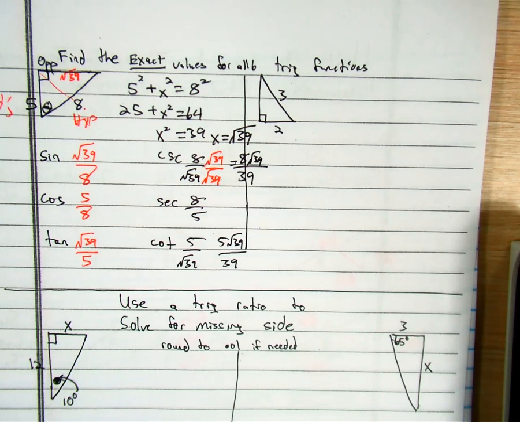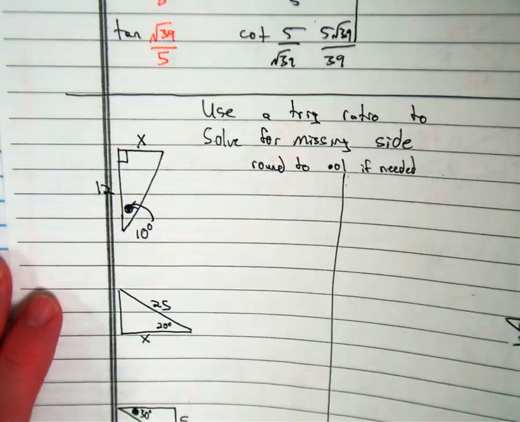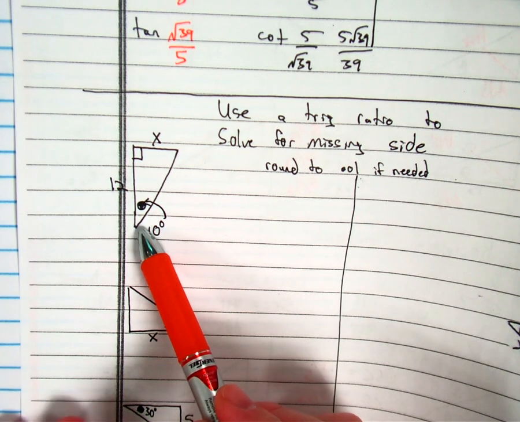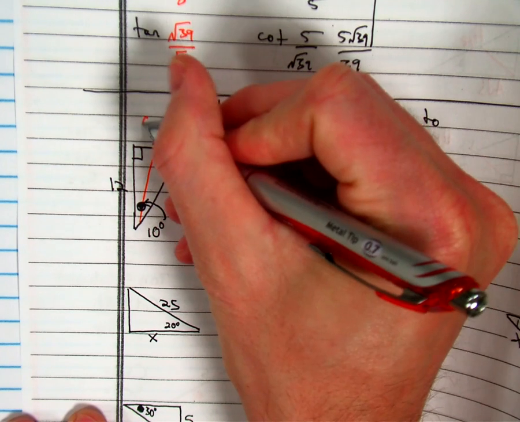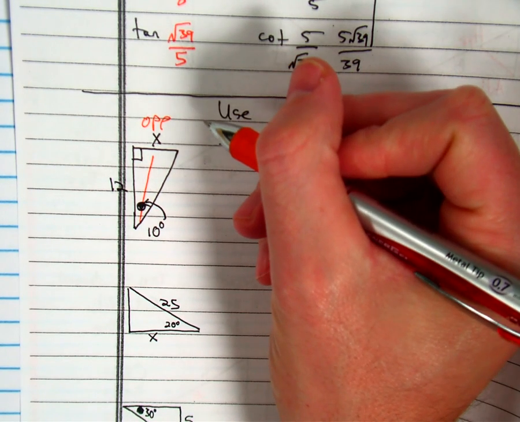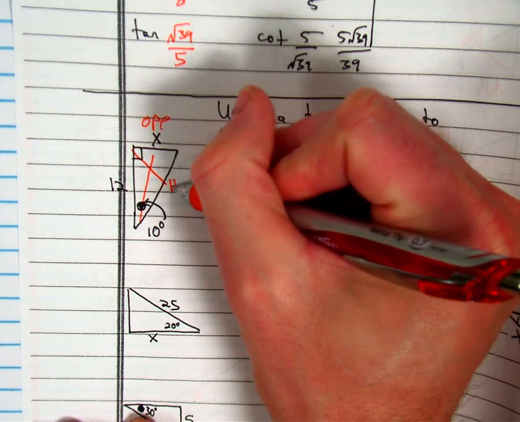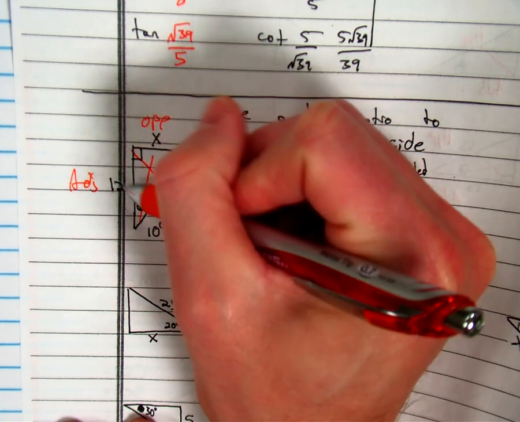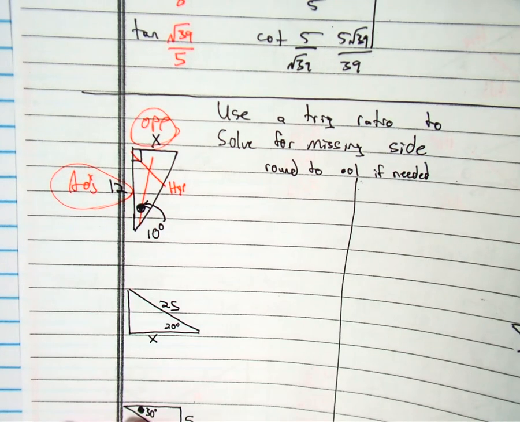Alright, onward to solving. Using our trig ratios to solve. In the triangle, we have 10 degrees in this corner. Okay, across from 10 degrees is this side x. That is our opposite side. Across from the right angle is the hypotenuse. There's nothing over here. And then the third side is your adjacent. So we have things on the opposite side and the adjacent side.